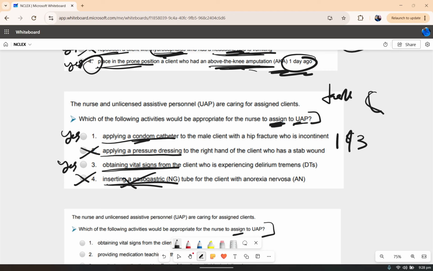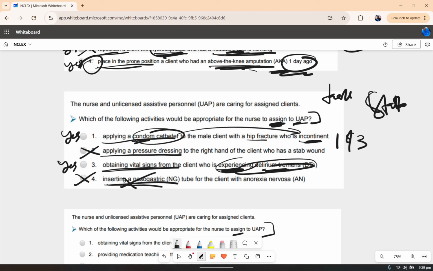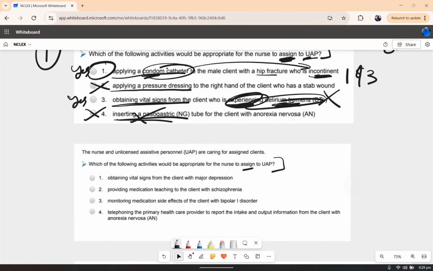So I need to look at if the patient is what? Stable. Right. So now this is a patient who has hip fracture, incontinence, and guess what? This is what we are trying to do for the incontinence. And this patient is currently experiencing delirium. This patient is not stable. The fact that they are currently experiencing delirium rules that out. So this patient's incontinence, a condom catheter will fix that. So your answer to this question is 1.